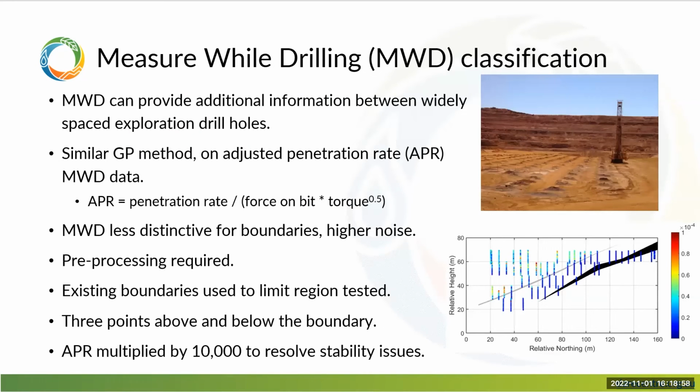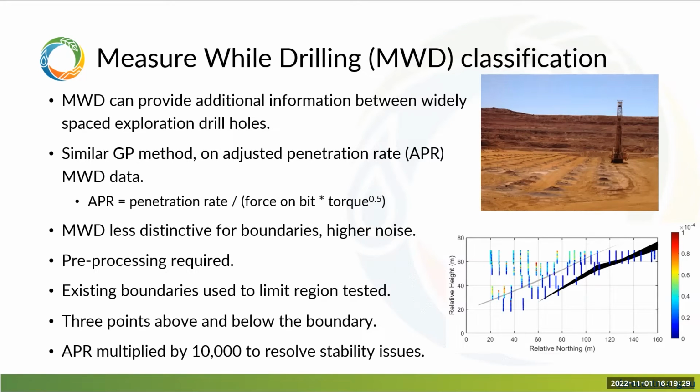Another type of data that I've classified using a GP is measure while drilling data. This data is collected on production drill holes while they are drilling the blast holes for each bench. They are more closely spaced than the exploration holes, however they have a higher noise level, and a number of pre-processing steps were required to clean the data before it could be used with the GP. As the MWD is less distinctive for each individual boundary, existing knowledge was used to restrict the data processed to that known to be close to the desired boundary.